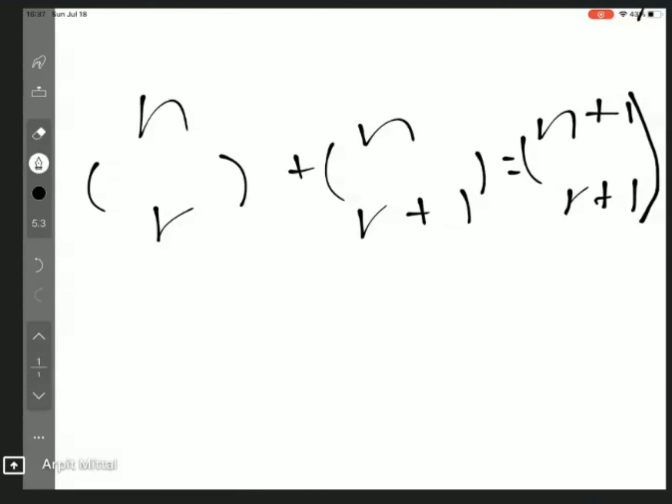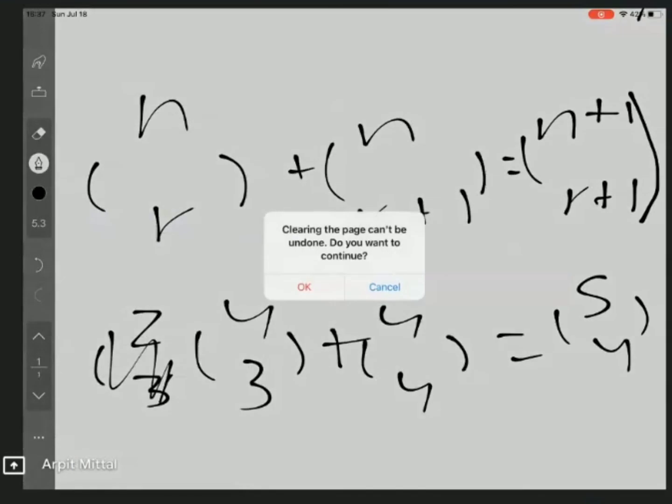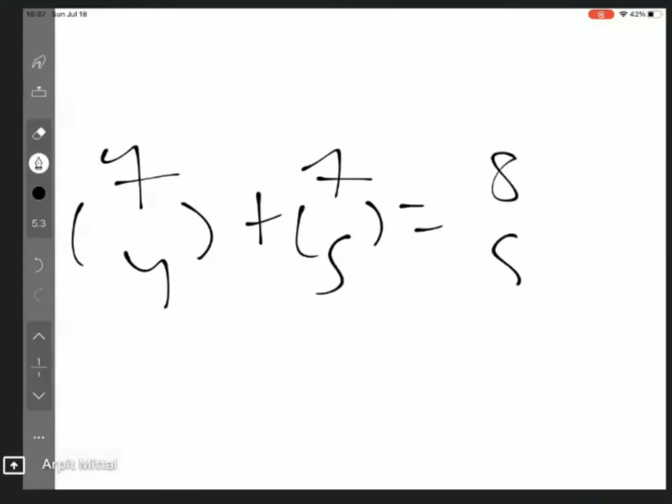Okay, whatever. Let's go through some examples of this. First of all, 4 choose 3 plus 4 choose 4 is equal to 5 choose 4. You can verify this on your own, but it is true by this identity. It's called Pascal's identity because it's formed from Pascal's triangle. Another example: 7 choose 4 plus 7 choose 5 is 8 choose 5. Okay?